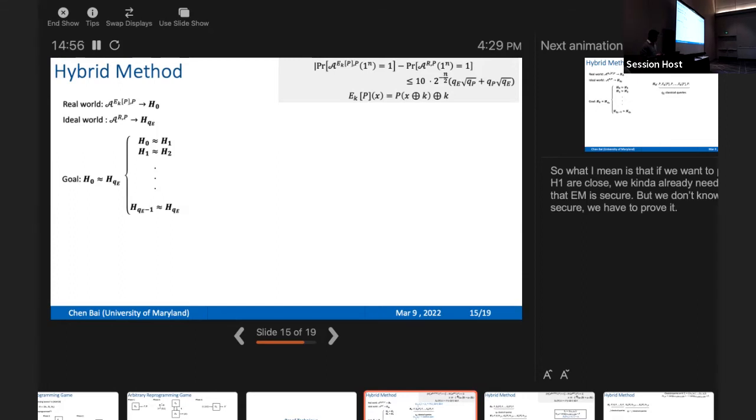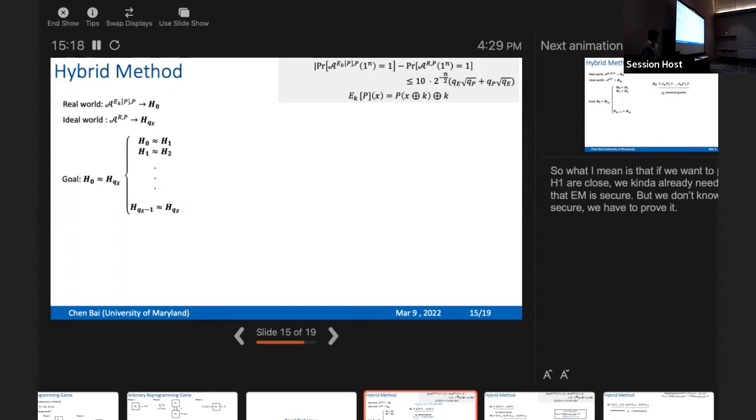So here we want to get our final hybrid HQE from H0. So we add many intermediate hybrids and we make small changes each step. So here all the H1, H2, all the way to HQE minus 1 are all the intermediate hybrids. And we're going to prove each intermediate hybrid is close to its previous hybrid.